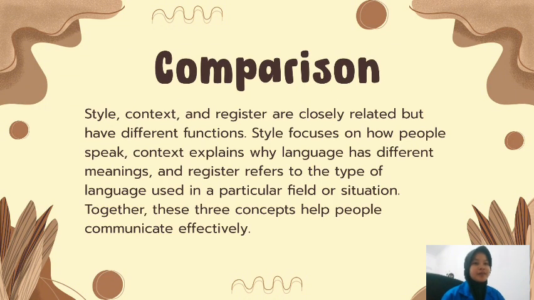Now let's compare these three concepts. Style focuses on how people speak depending on the listener. Context explains why the same language can have different meanings. Meanwhile, register refers to the type of language used in a particular profession or situation. Although they have different functions, these three concepts work together to help people communicate effectively.